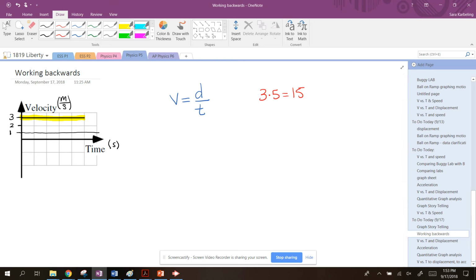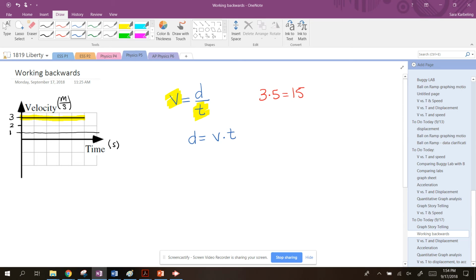If I know my velocity and I know my time, I can solve this for D, right? D equals V times T. Is that okay so far? This is easy if the velocity is constant. It's less easy if the velocity isn't constant.